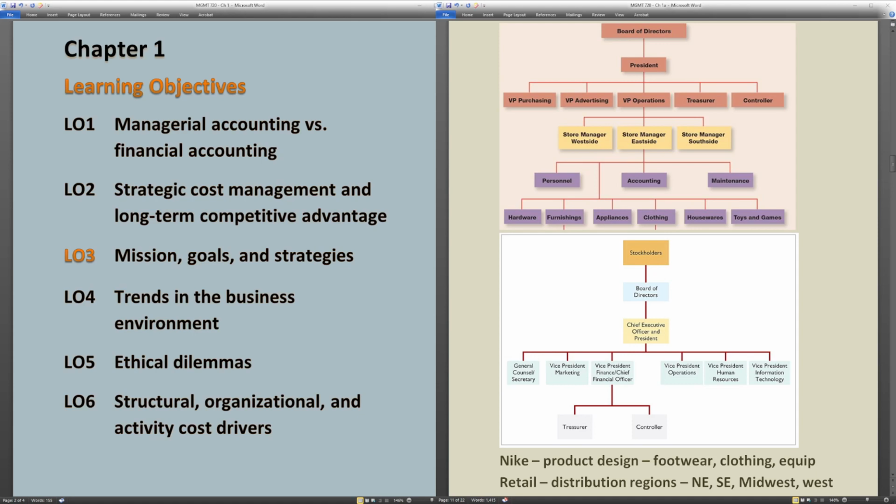The bottom one, from a different textbook, shows stockholders who elect the board of directors, who hire the CEO. And this is more of a typical regular corporation type of business. You have these various vice presidents, and the treasurer and controller report to the CFO.